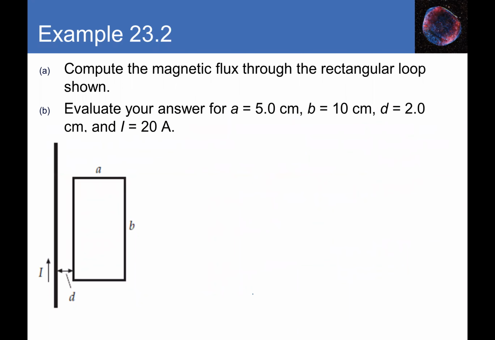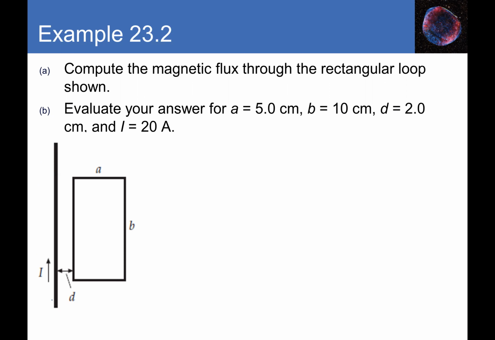All right, here's one more example. We have a straight current carrying wire, a straight conductor with the current running through it, and a rectangular loop next to it. What we want to do here, part A, is compute the magnetic flux through the rectangular loop. So the question is, is there flux even in the first place?